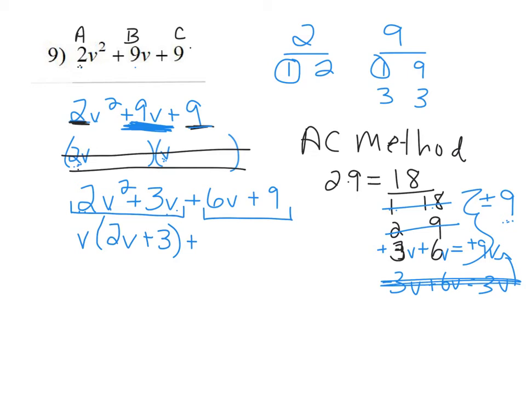And what number can I take out of both 6v and 9? So I can't take out a v, but I can take out a 3 from both of those numbers. And I'm left with 2v plus 3. Now, if you've done this correctly, if you've picked the right numbers here, you should notice that the things in parentheses are the exact same, and that's kind of the point.